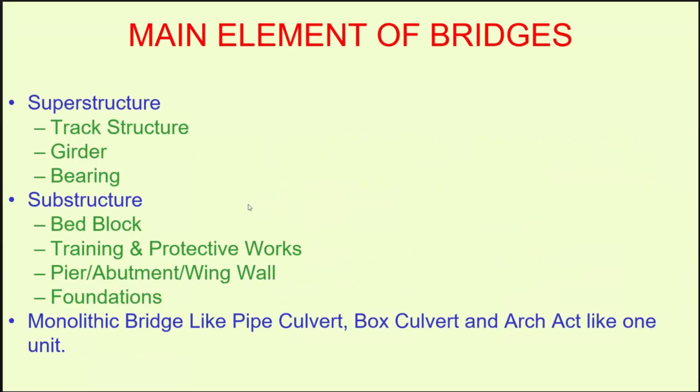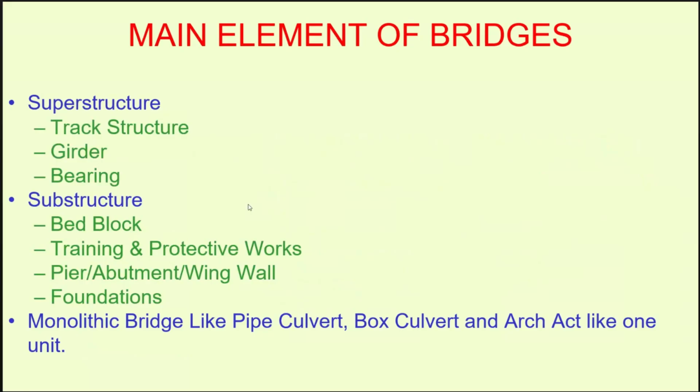Now, what are the main elements of the bridge? We can divide the bridge typically into superstructure and substructure. The superstructure includes track structure, girder and the bearing. Traditionally, in railway we consider bearing a part of the superstructure. However, outside railway, many times bearing is considered a separate entity, a totally mechanical device. So there is a confusion, but in railway we consider it part of the superstructure.